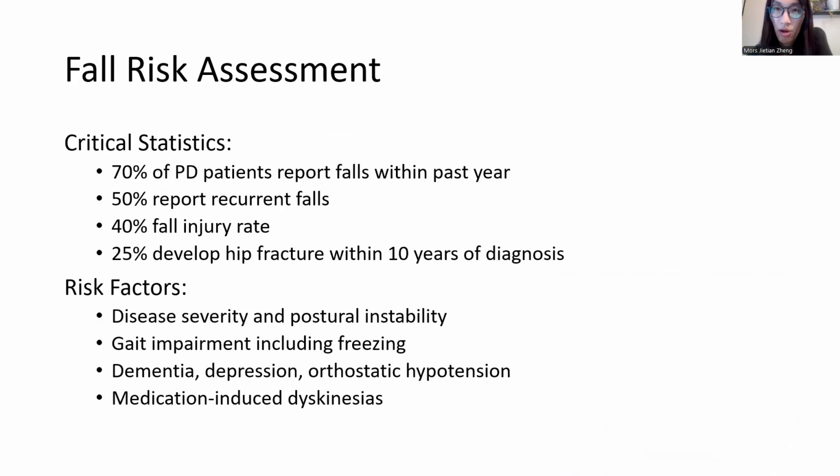Fall risk in Parkinson's disease is a critical safety concern with sobering statistics. 70% of PD patients report experiencing falls in the past year, and 50% report recurrent falls. The fall injury rate is about 40%, and within 10 years of diagnosis, approximately 25% of the patients will have developed a hip fracture, which can be deadly.